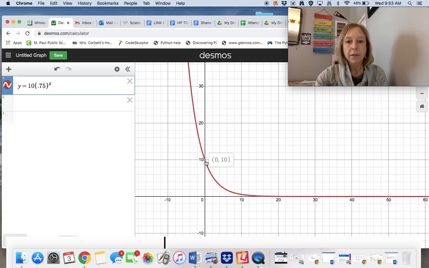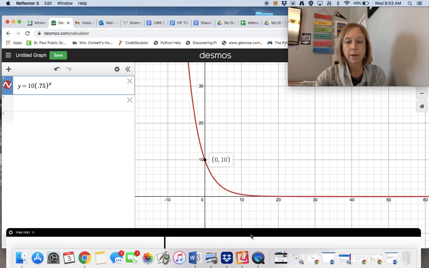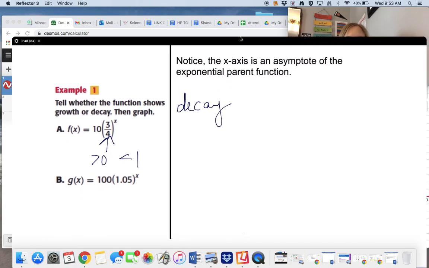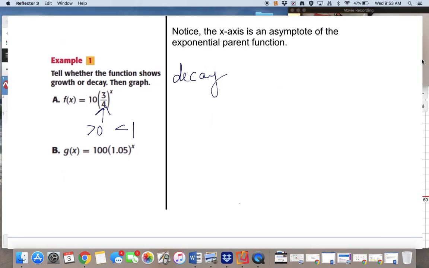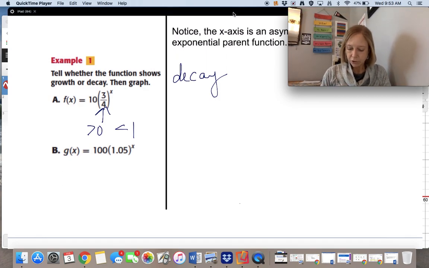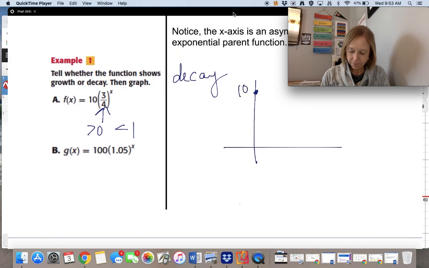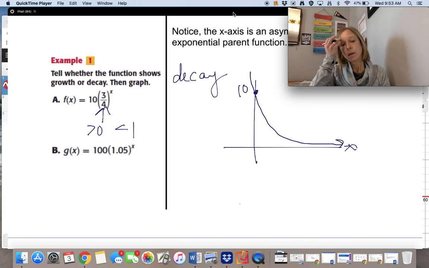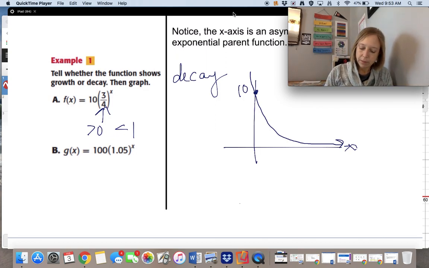Now, in order to graph this properly, I want to make sure I include a couple key points. So I'm going to pull my notes back up. Hopefully they'll cooperate and come up here. There they are. So when I graph this, I want to be intentional about showing the y-intercept, which was 10, and I want to show the asymptote clearly. So I'm going to show it like approaching the x-axis, but not actually crossing it.